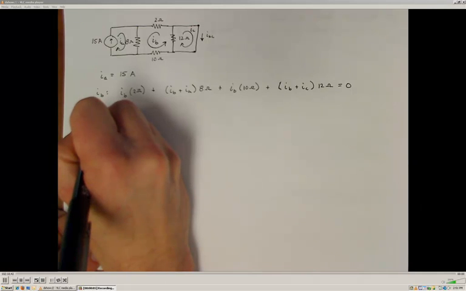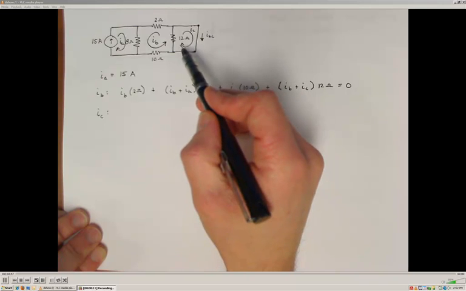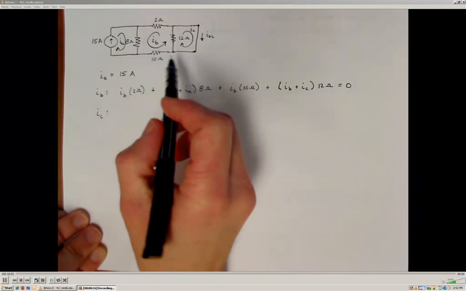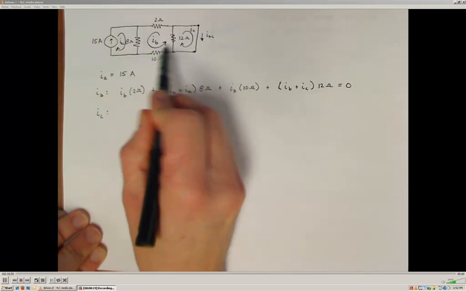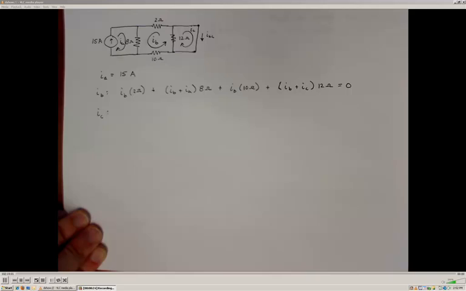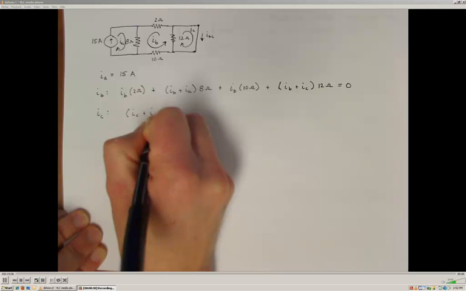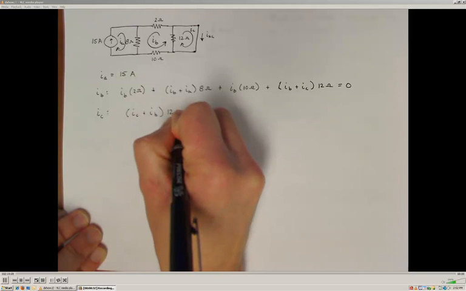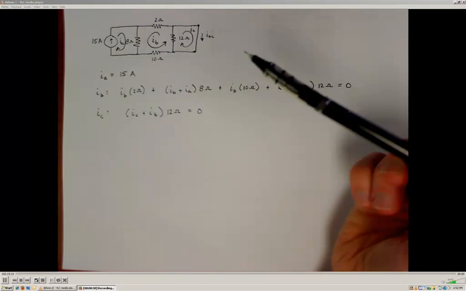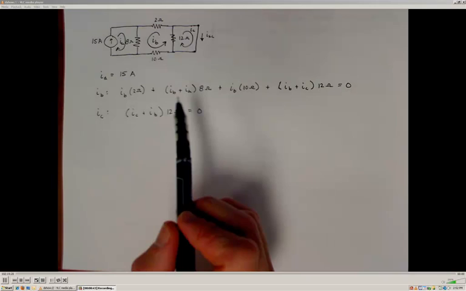Alright. For my IC mesh, the only thing that I have is this 12 ohm resistor in the IC mesh. Alright. And since I've assumed that the directions are opposite of each other for these two, IB flows in the same direction as IC through that 12 ohm resistor, so again they're additive. IC plus IB multiplied by 12 ohms also has to equal 0. Okay, so we have two equations to allow us to solve for the two unknowns IB and IC.